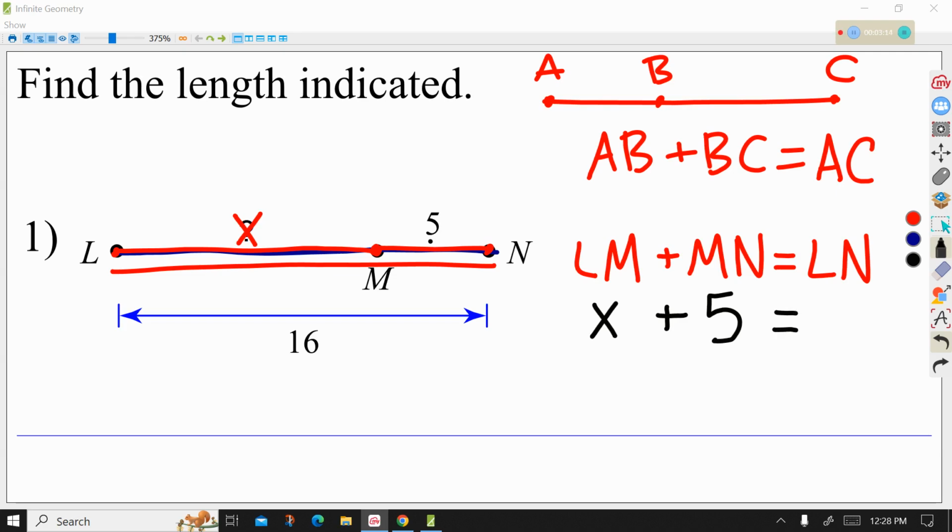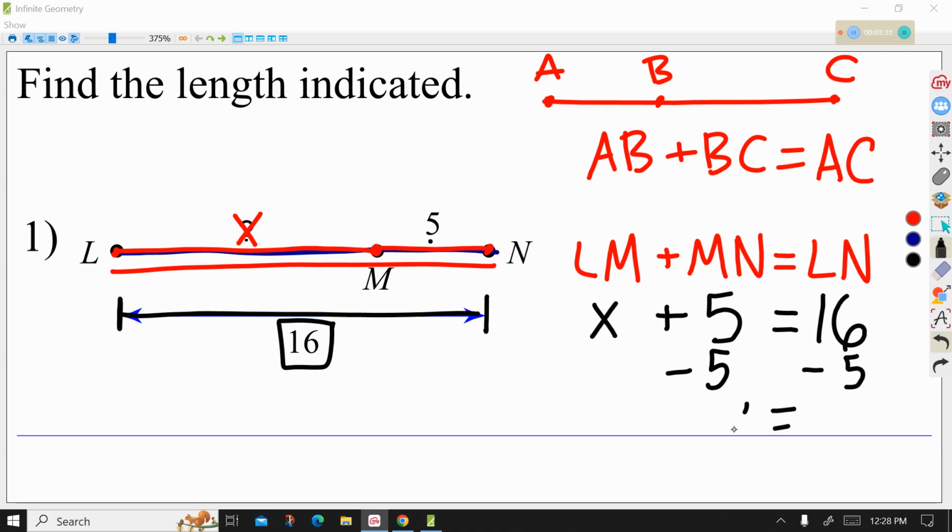And now for LN, which is the whole line, this is our LN, 16. It's telling us the whole distance from here on L all the way over to here on N is 16. So at this step, what we have to do is subtract 5 from both sides of the equation. And when I do that, I get X equals 11. And this is the way that we would do these problems.